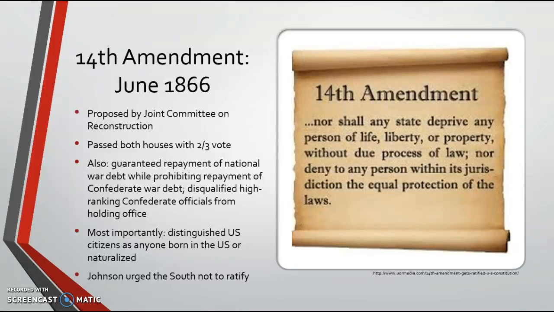It did not grant African American suffrage, but Congress could reduce representation of any state that did not have impartial suffrage. So if a Southern state isn't allowing African Americans to vote, then they don't get as many representatives in Congress. But most importantly here, an American citizen is anyone born in the US or naturalized. And it prohibited states from abridging the rights of citizens.